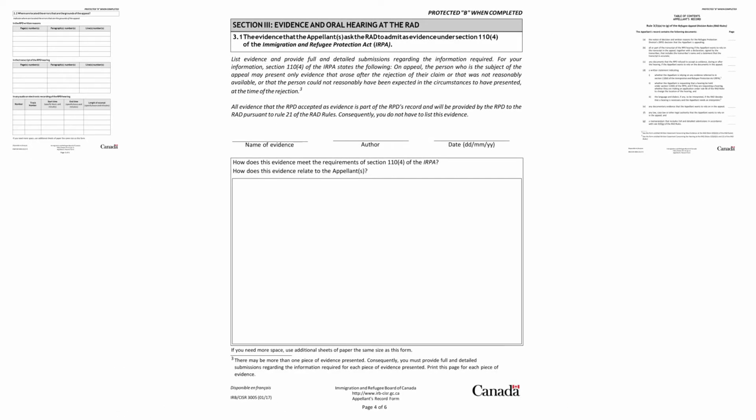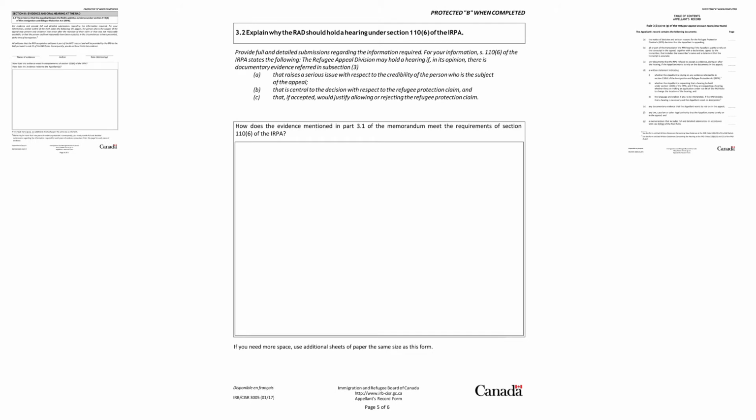In Section 3.1, you may present new evidence or evidence that was not available at the time of the RPD's decision. If you want the RAD to look at this evidence, you have to explain why you think the evidence is new or why it was not available at the time of your RPD hearing. In Section 3.2, if you want the RAD to hold an oral hearing for your appeal, you need to explain why the RAD should hold a hearing.